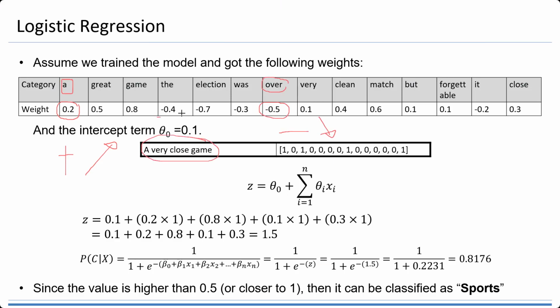It means if you have the word the or election was over, it may decrease the probability toward 0. If you have the positive one, you may increase it toward 1. Okay, so that's the meaning of importance. In naive Bayes, you cannot interpret the features, but in logistic regression, you can interpret the features.